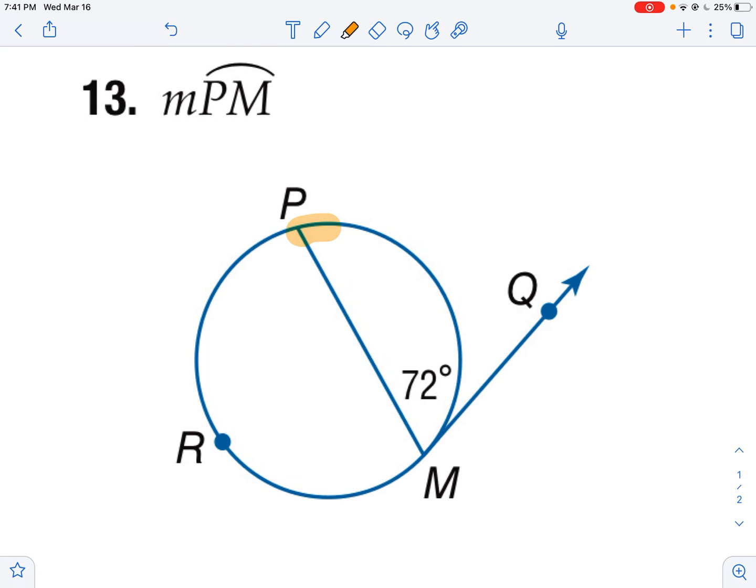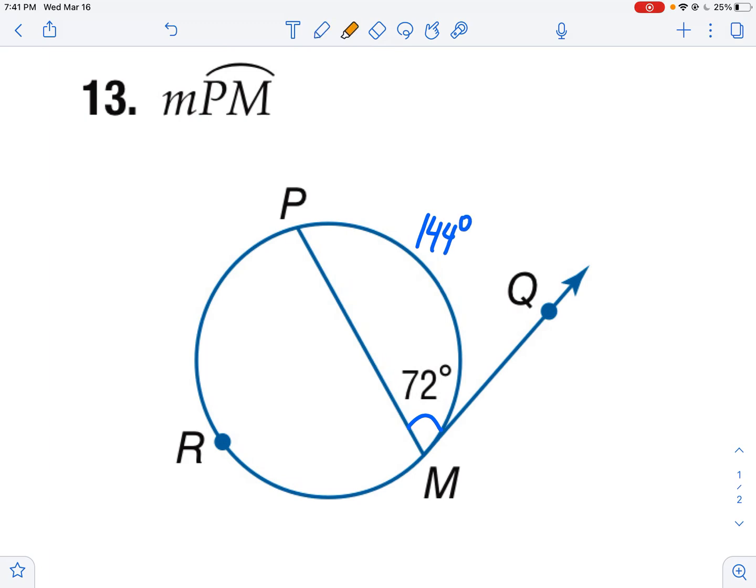All right, now PM is a minor arc. I can tell that because it uses only 2 letters. So that arc should be less than 180. I know that this angle here is 72. It's kind of like an inscribed angle, so the arc should be double, or 144 degrees.